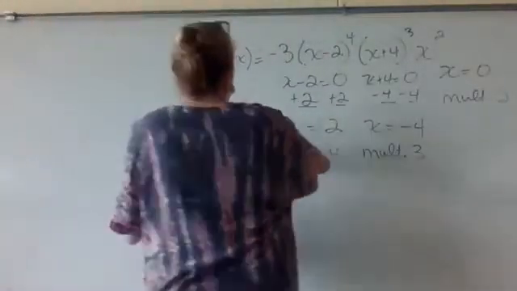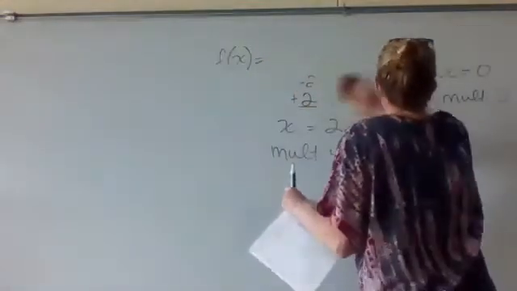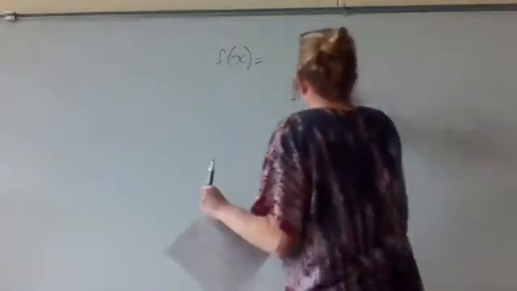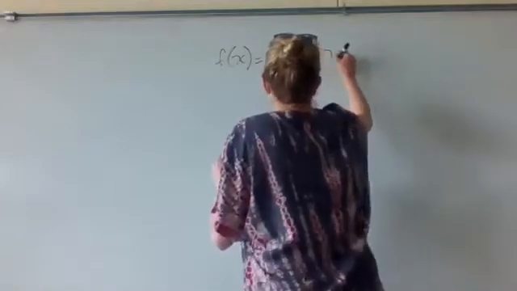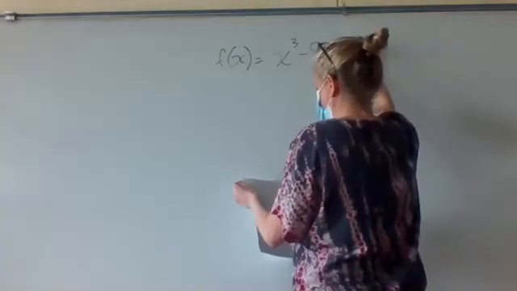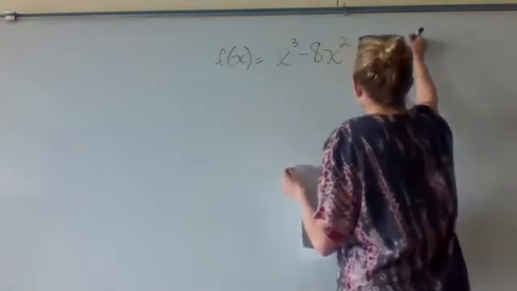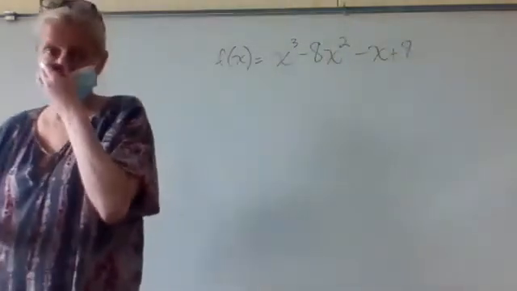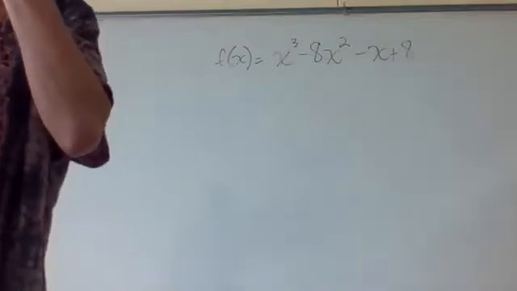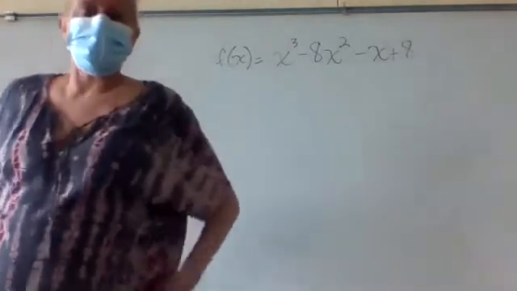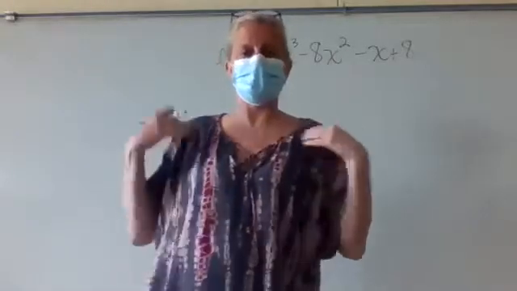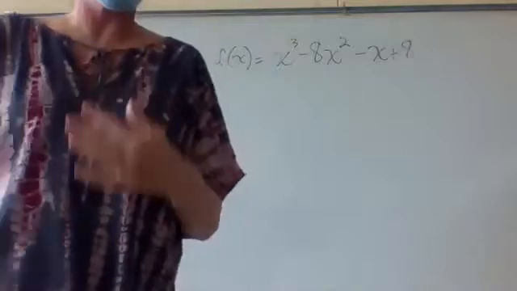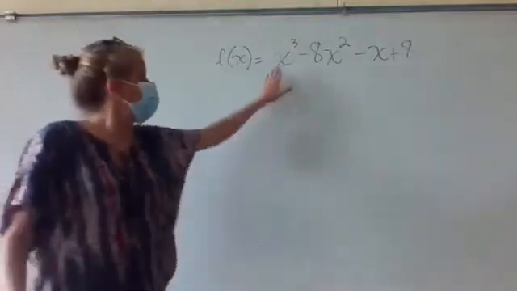On number 5, again, it asked me to find the zeros, but it's not in its factored form, right? Doesn't have all the nice, neat, laid out factors where we can set them equal to 0 and solve them for x. So we have to do the factoring ourselves, okay?